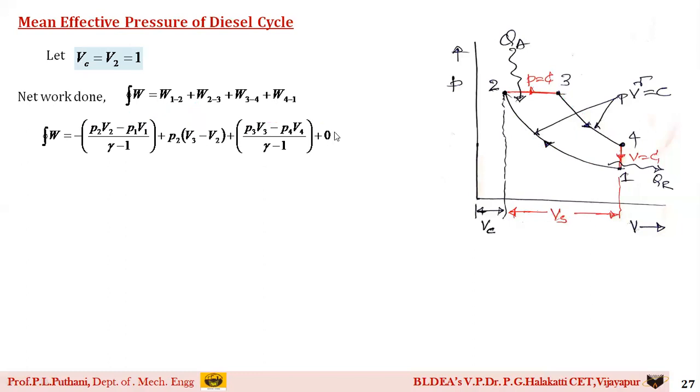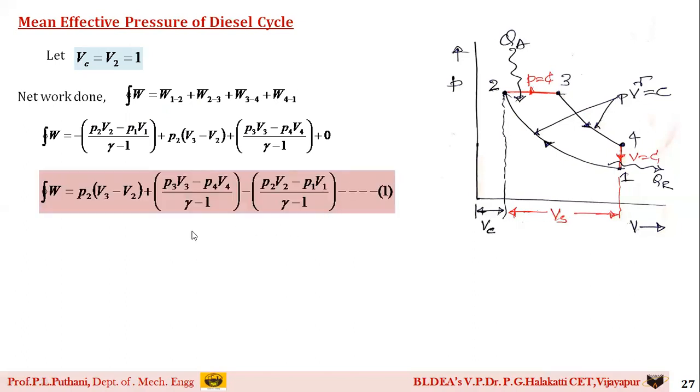Now what I will do is, from here I will start the simplification part. First, I will rearrange the positive terms on one side and the negative terms, that is minus P2 V2 minus P1 V1, into the third part. So one side positive, another side negative terms I have rearranged.